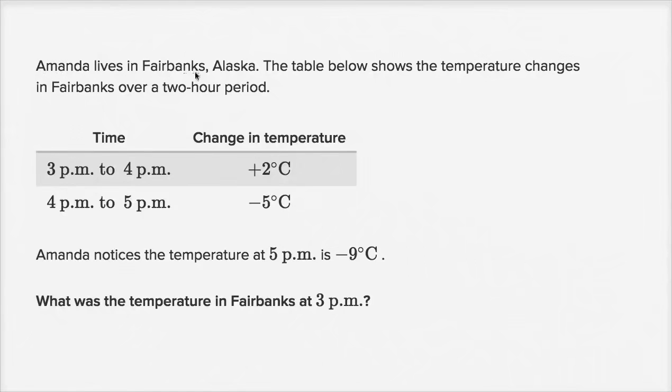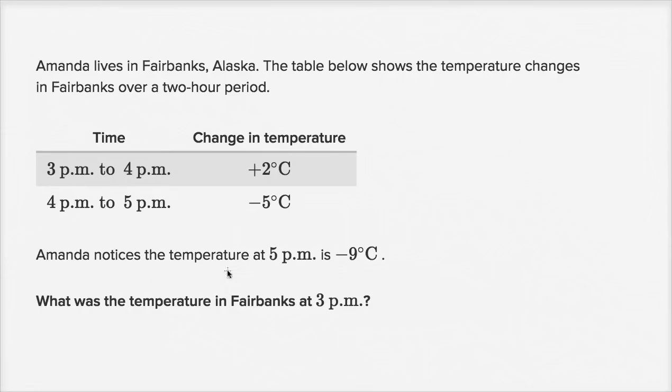Amanda lives in Fairbanks, Alaska. The table below shows the temperature changes in Fairbanks over a 2-hour period. So when we went from 3 p.m. to 4 p.m., the temperature increased by 2 degrees Celsius. And then from 4 to 5, the temperature decreased by 5 degrees Celsius.